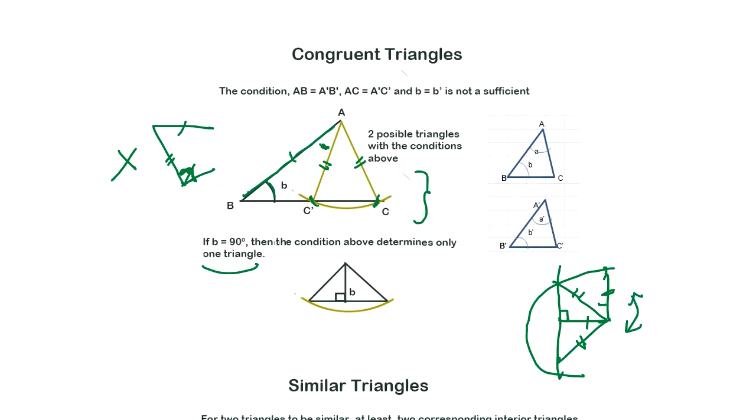The important thing about congruency is that this triangle and this triangle are considered identical. They are identical when you flip it or rotate it. Now, similar triangles.